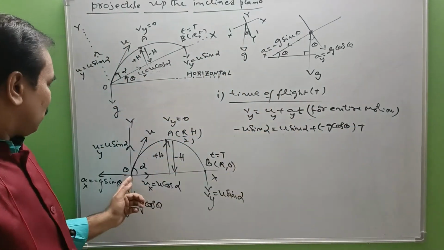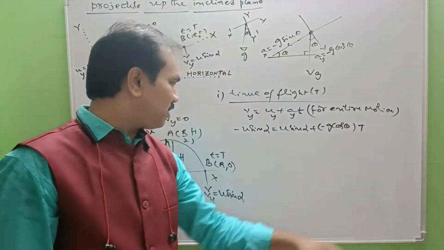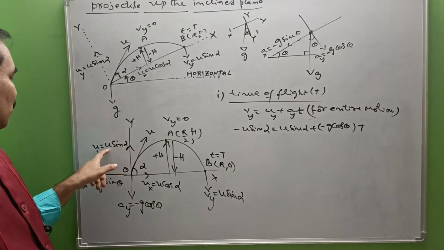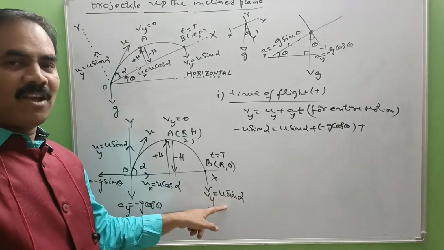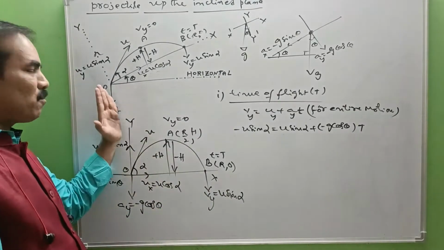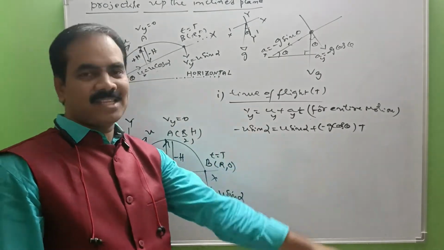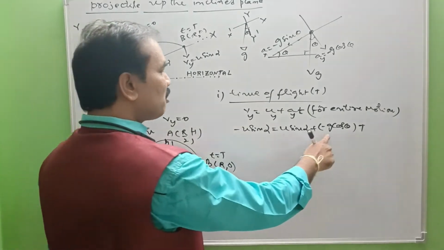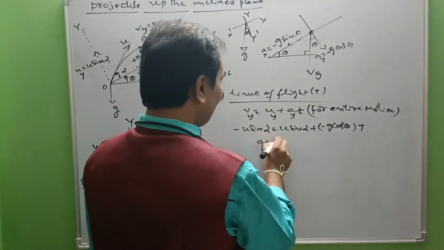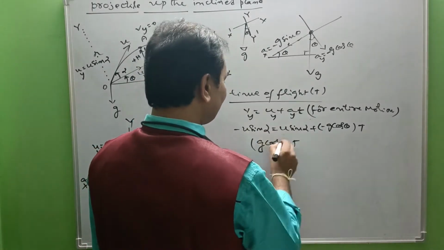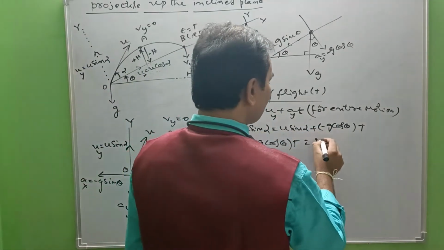Consider v equal to u plus at along the y-axis for the entire motion. Here u sin alpha becomes the initial velocity, and u sin alpha again becomes the final velocity. But what makes the difference here? One is towards the positive axis, the other towards the negative axis, so here it is with a negative sign. Now take g cos theta into capital T on this side, equal to u sin alpha minus u sin alpha becomes 2u sin alpha.